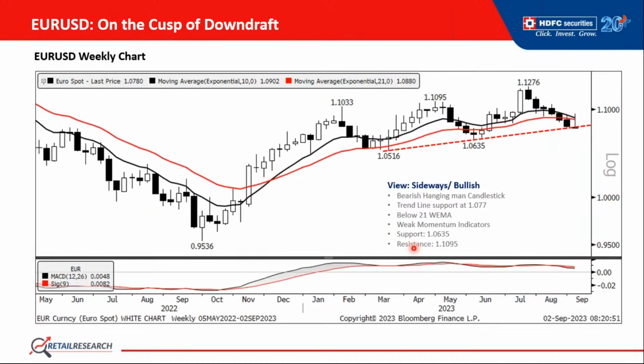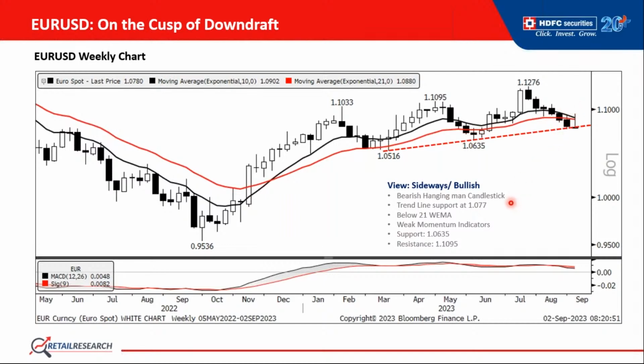As discussed on the earlier slide for Euro INR, the same applies to Euro USD, which is on the cusp of a downdraft. As you can see, this is the trend line adjoining 1.05, 1.06. The pair almost ended the week near that. It has also formed a gravestone doji, or you can say a bearish hanging man kind of candlestick.